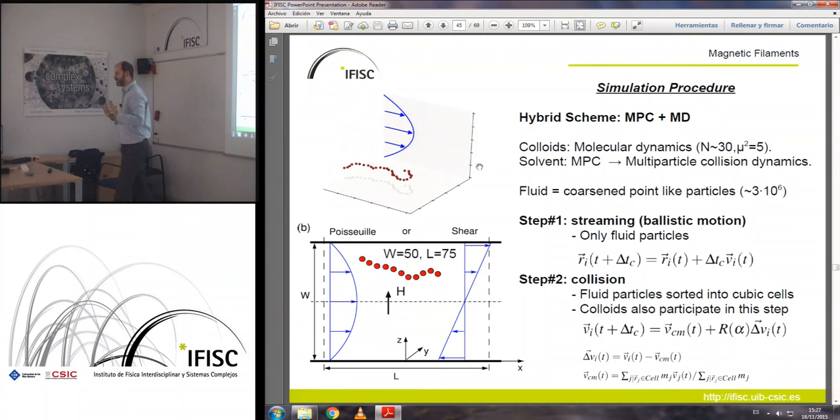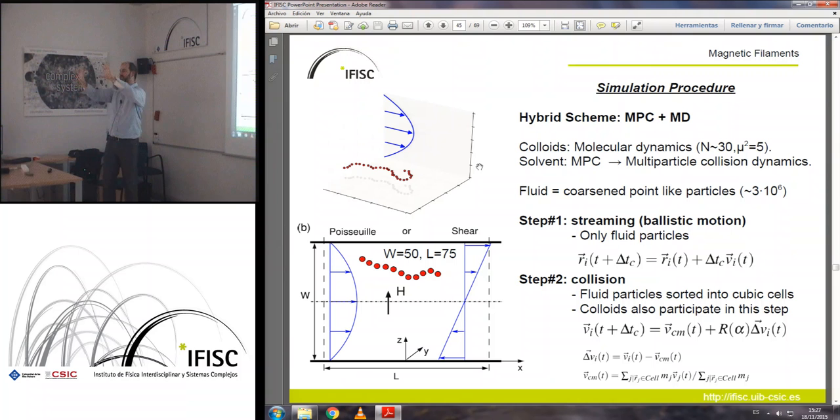That somehow will mimic that inside that box, particles have collided between them, many collisions, and then they go away in certain directions. So you can prove that by doing it this way, you preserve the hydrodynamic interaction, which is what we are interested in, so you preserve the momentum, and you have a good representation of what happens.